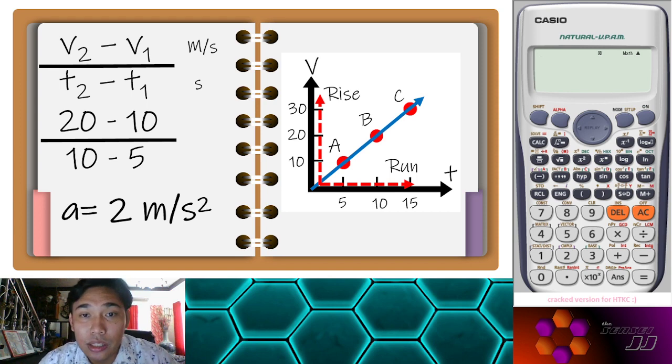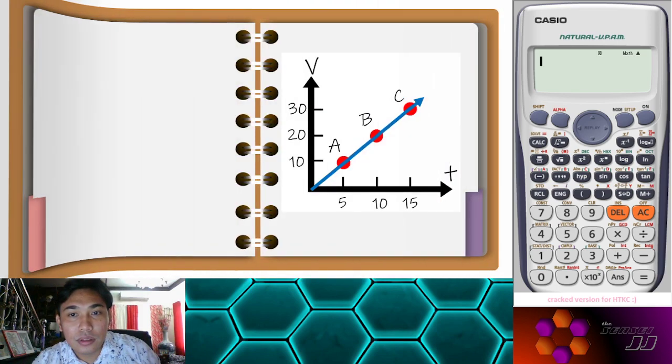As you can see, it is clear that as our time doubles, our velocity has been doubled. So 5, 10; 10, 20; and 15, 30. That is how you get the acceleration using the point slope form.